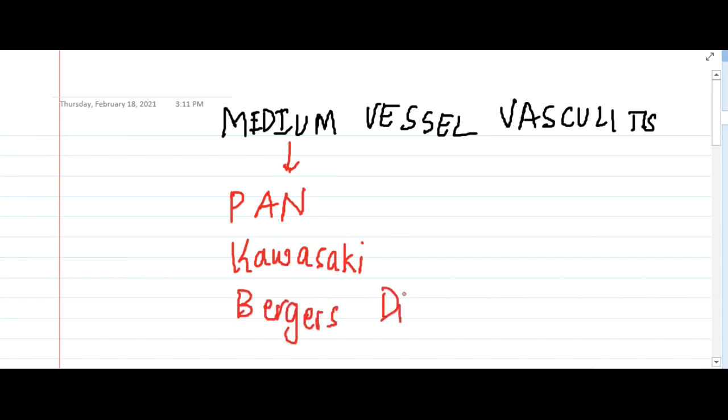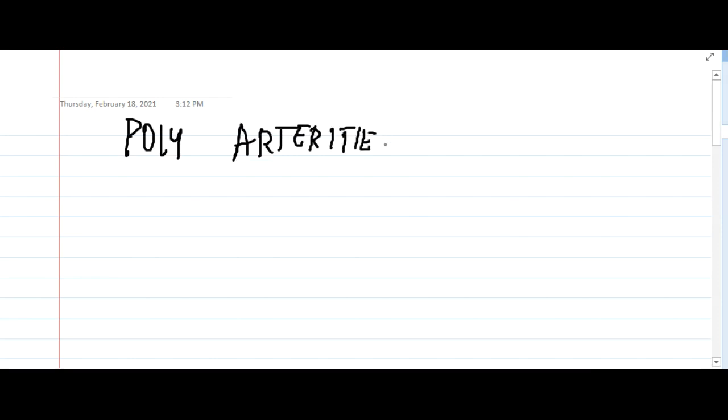In this chapter, we will first learn about polyarteritis nodosa. Poly means many, arteritis means involvement of arteries, at many stages of disease, and nodosa means you see many nodes. So polyarteritis nodosa is a medium vessel disease.